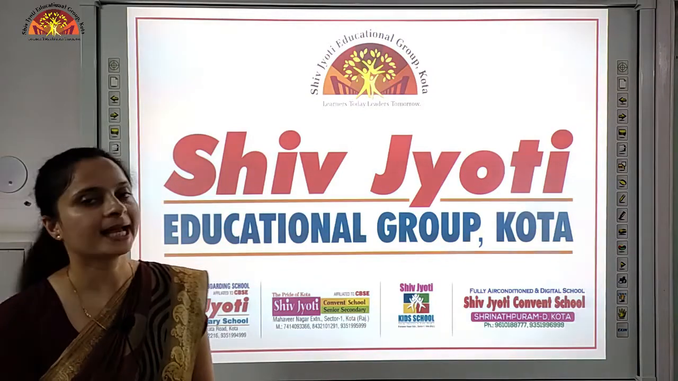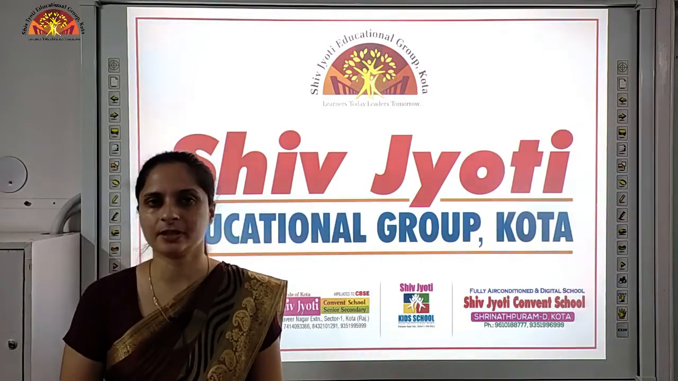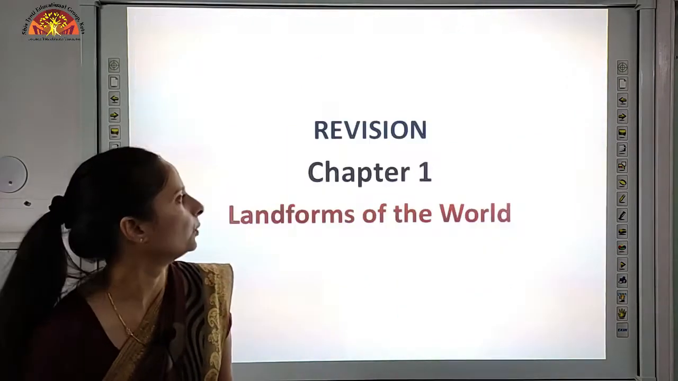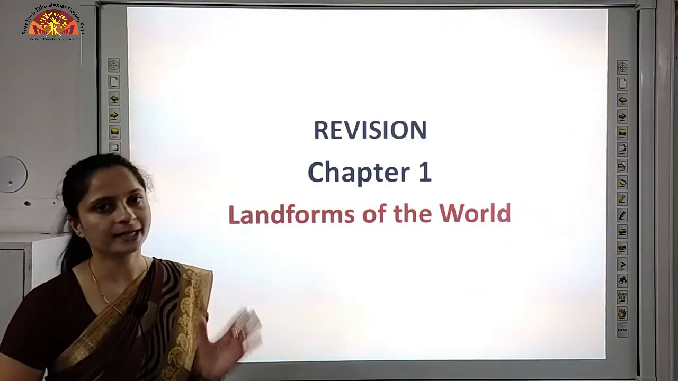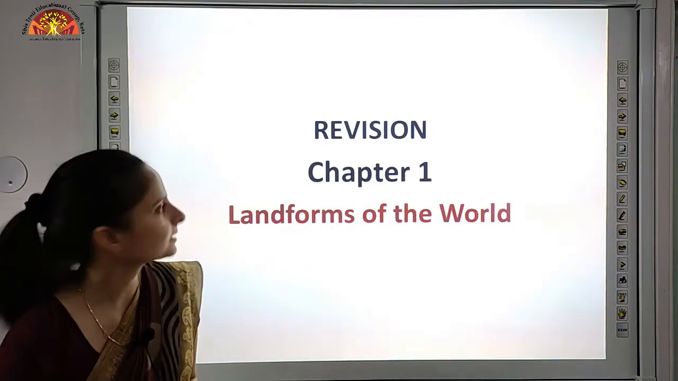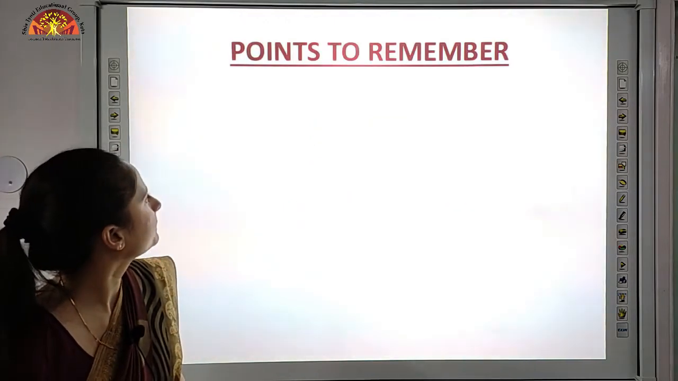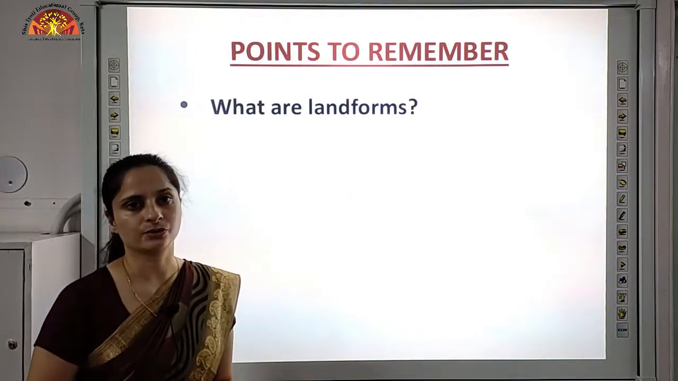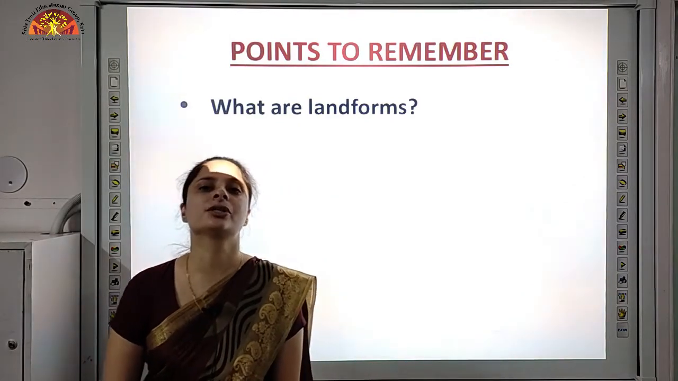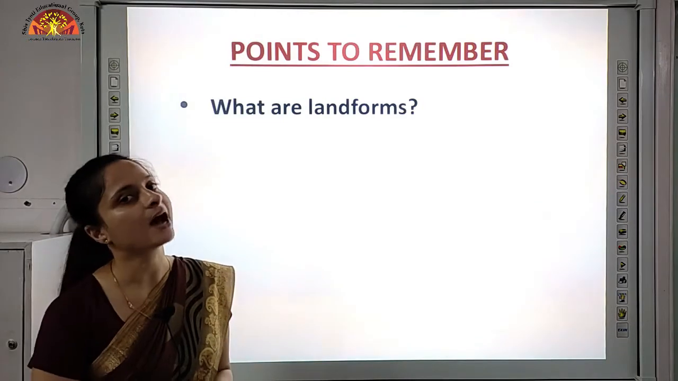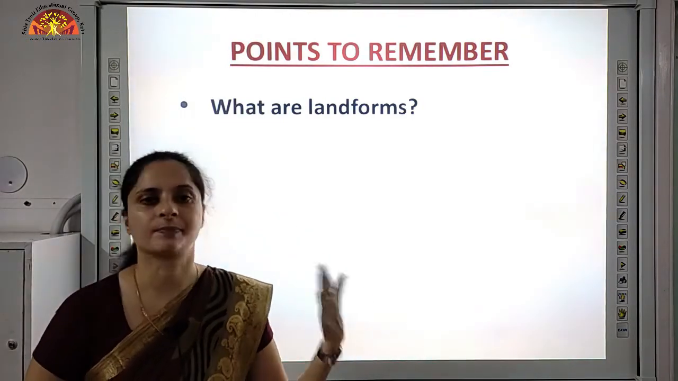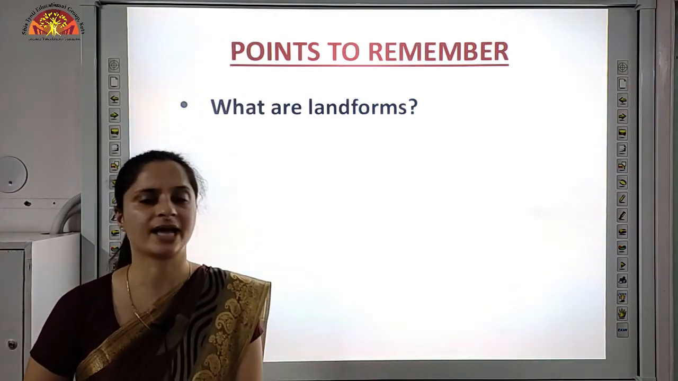Today we will be having revision of chapter number 1 of your social science, that is Landforms of the World. I will be covering the important points which were covered in the chapter. Let's cover it through points to remember. First, we learnt in this chapter what landforms are. The different features that make up the earth's surface are called landforms, like mountains, plateaus, plains, valleys, rivers.